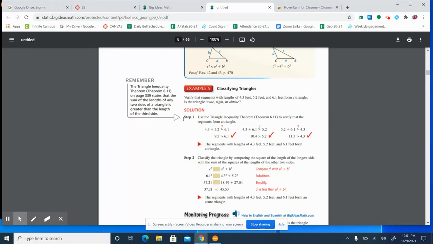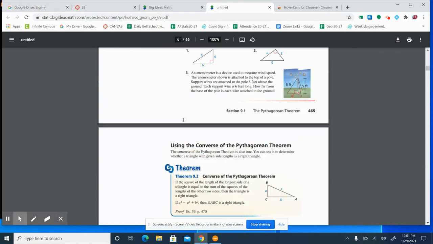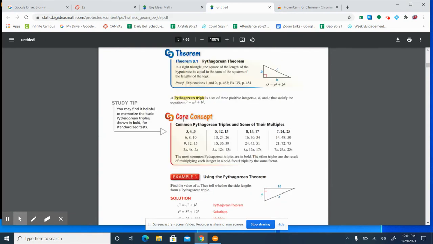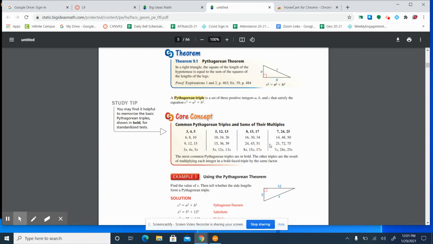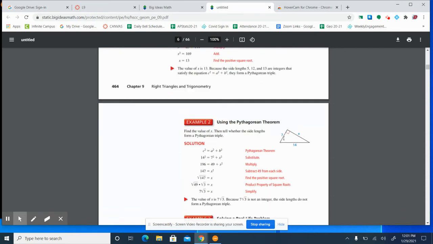Just go back in your textbook to example number 1, which is way back here. Example 3, example 2, here's example 1. And here's a bunch of common Pythagorean triples. The ones that I want you to remember are the 3, 4, 5, and the 5, 12, 13. But other Pythagorean triples are the 8, 15, 17, and the 7, 24, 25.